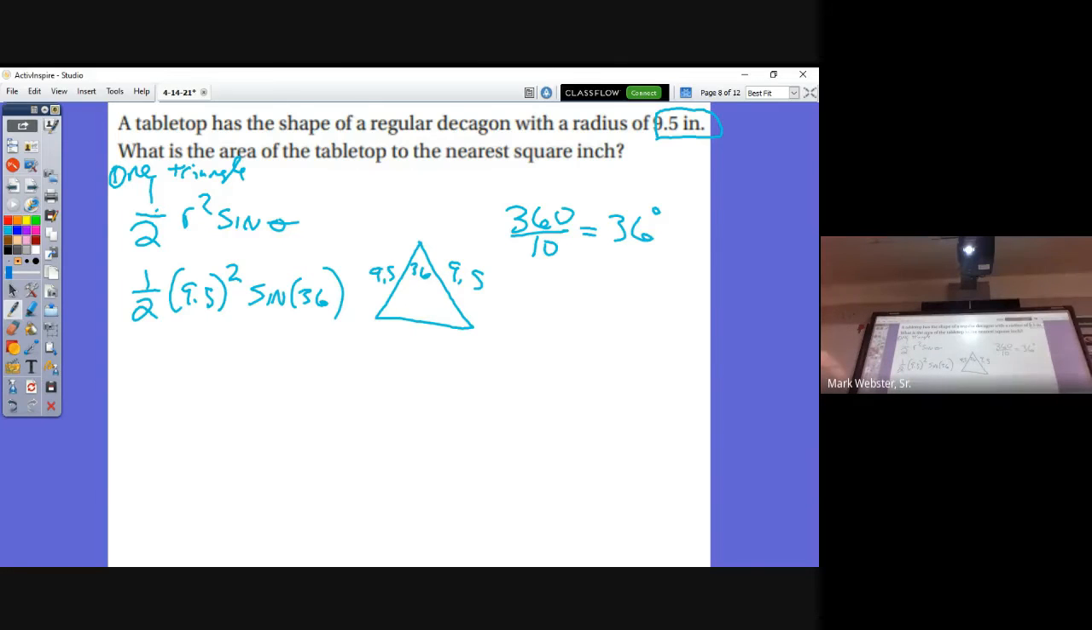I'm only leaving this calculator over here. Why not just put it in my pocket?